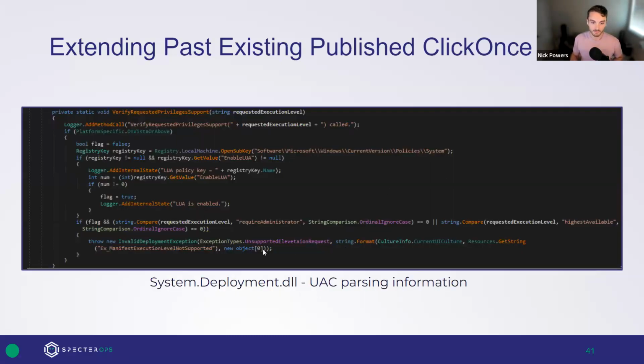And if you decompile the system deployment DLL, you'll see exactly where it ends up not being the case. If you look at the last if statement here, you'll see a string: require admin, or require administrator, or highest available. If either one of those UAC settings is set in the embedded manifest, then it throws an exception. So there can be UAC information in the embedded manifest. It just needs to be as invoker, which is actually the default. So it's not a huge issue.